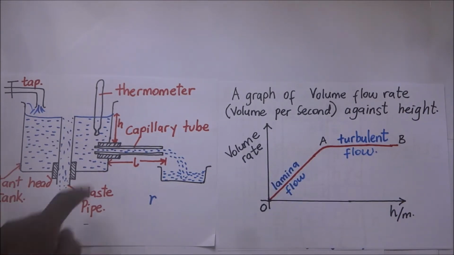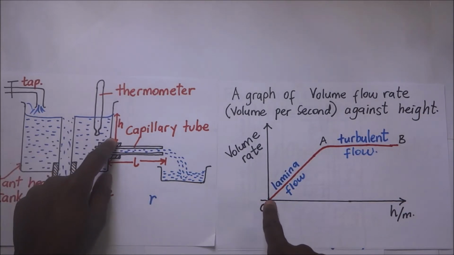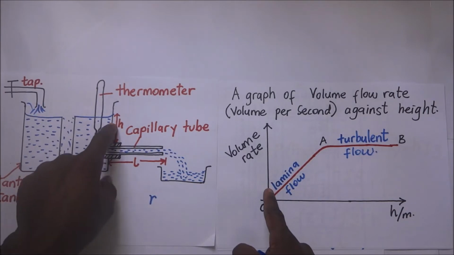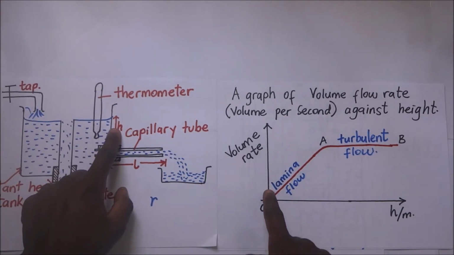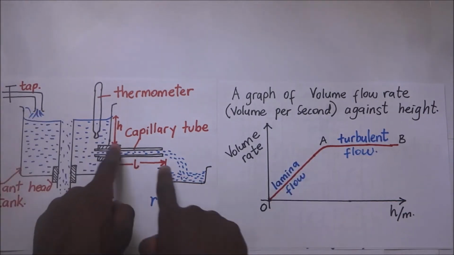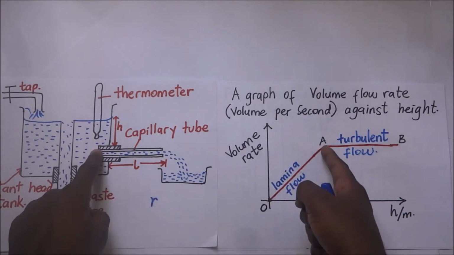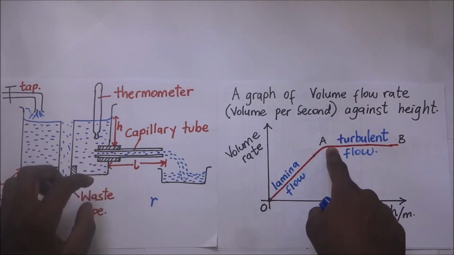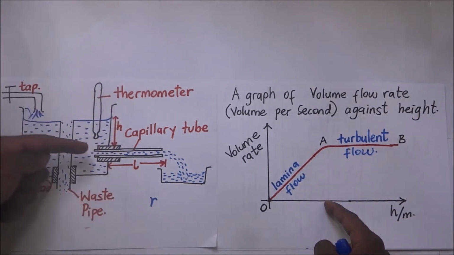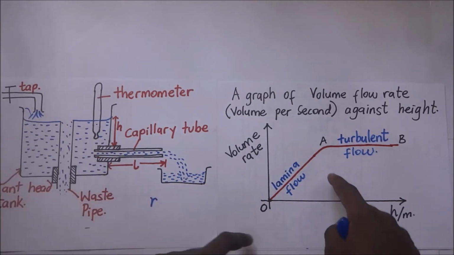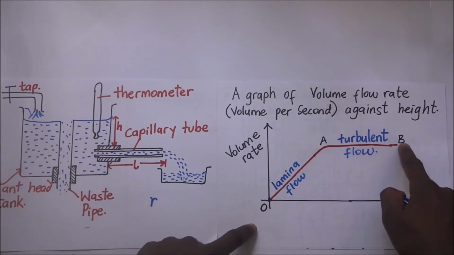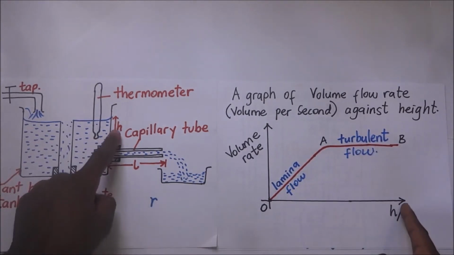As you plot this graph, you realize that when the value of H is still low, the volume flow rate is low. But as you go on increasing this height using the waste pipe, the volume flow rate increases, up to a point where it becomes turbulent flow, because the height has increased so much that there is too much pressure going through. When the pressure is too much, it turns from laminar flow to turbulent flow, and the volume flow rate remains constant regardless of the height.